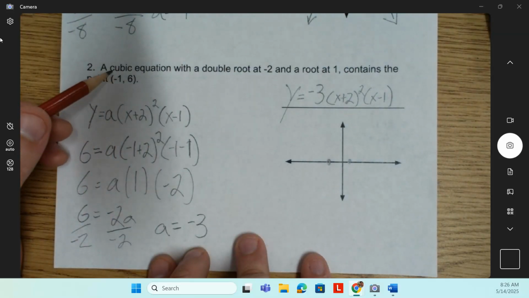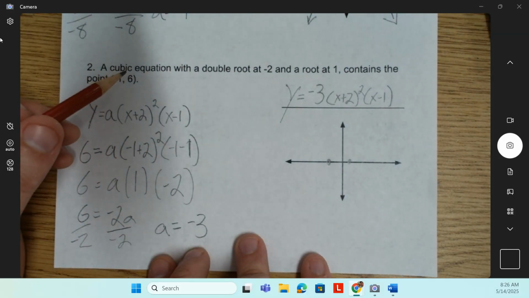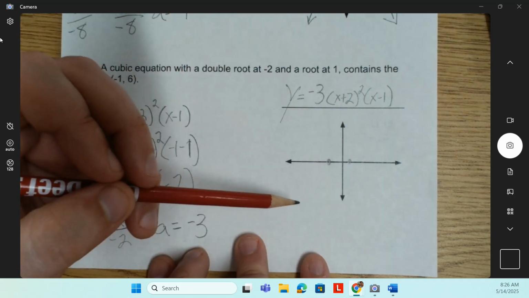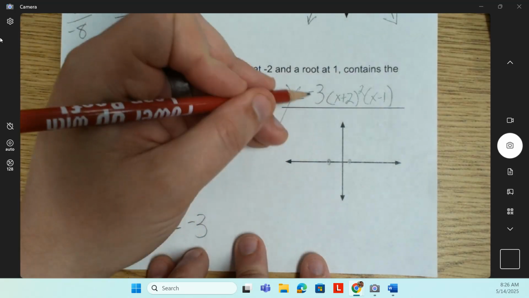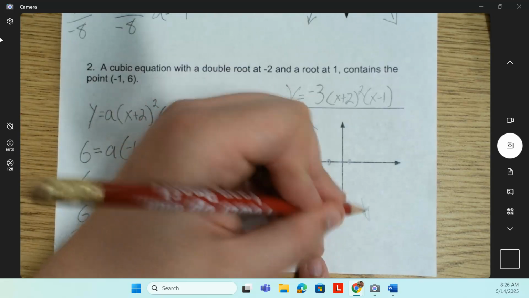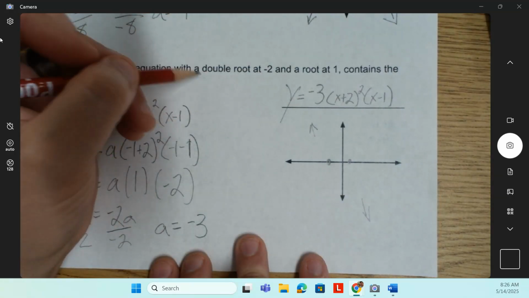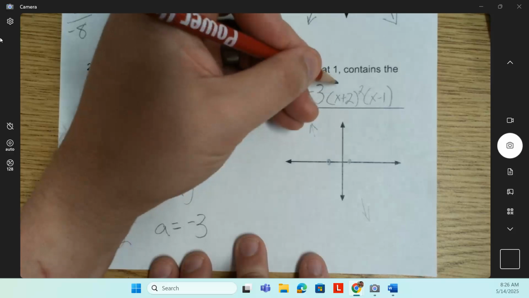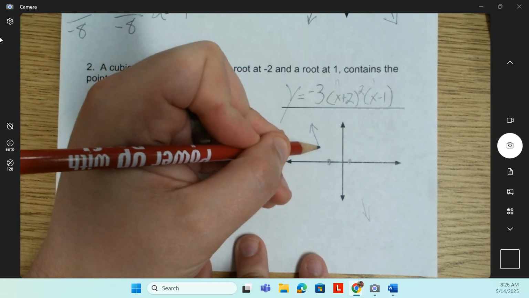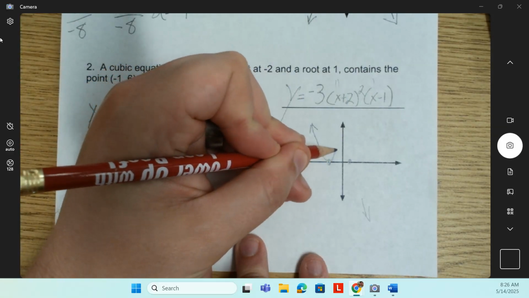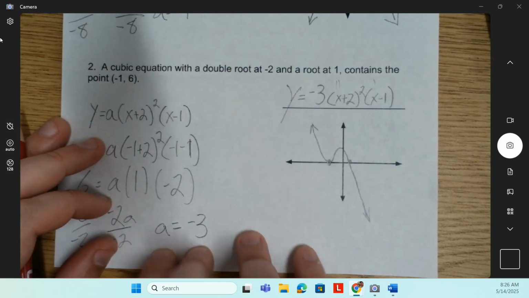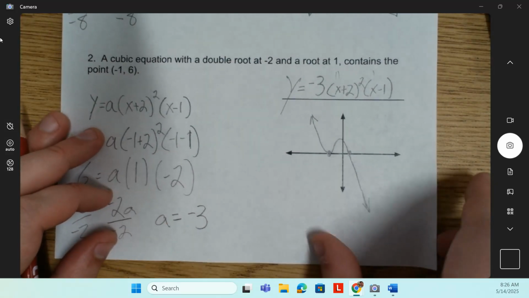And this is a cubic equation. So that means normally it'd go up to the right, down to the left. But since it's got a negative in front, we're going to go up to the left, down to the right. And negative 2 is a double. So that means it's going to hit that like a parabola and move back up. And then it can go straight down through the other one. And we've got that graph there.